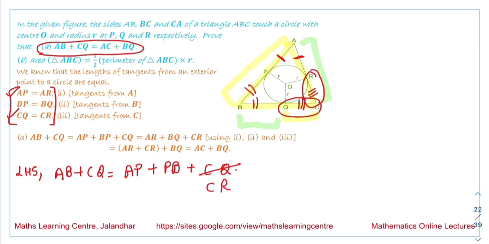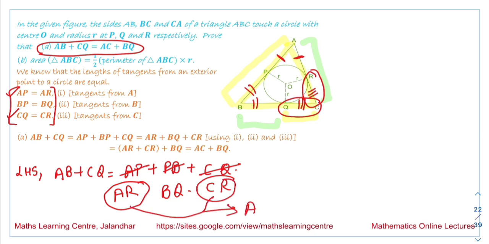In place of AP we can write AR, and in place of PB we can write BQ. Now look at this value AR plus CR. Together these two values become AC. So the answer we are getting is AC plus BQ, and this is equal to the RHS. The second part we have shown on the next slide.